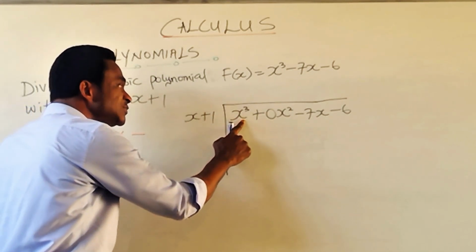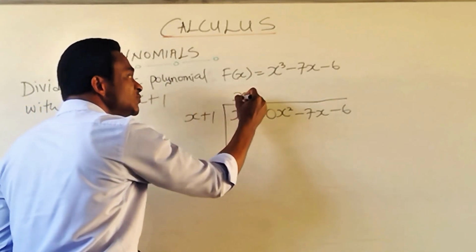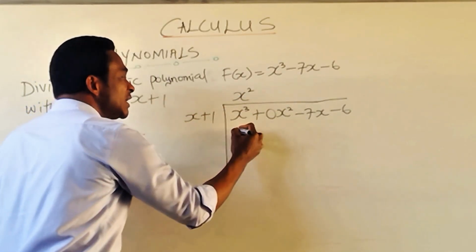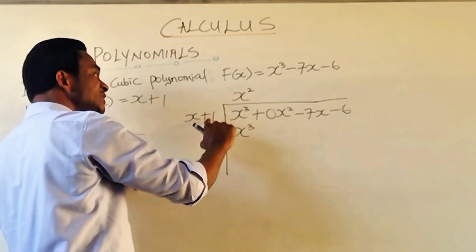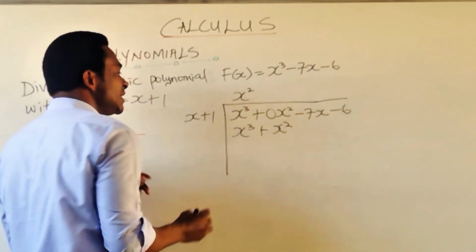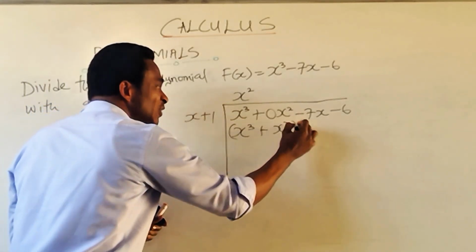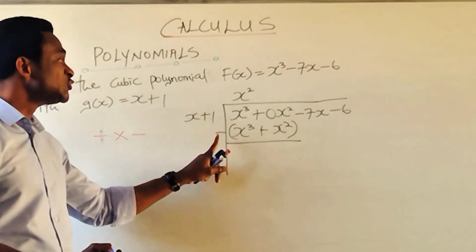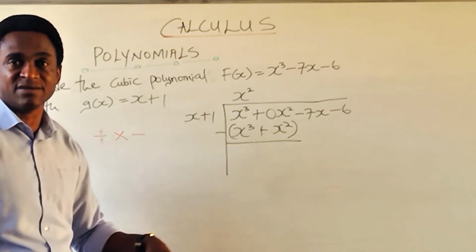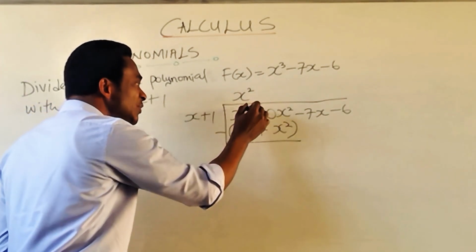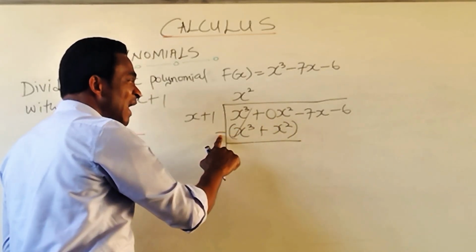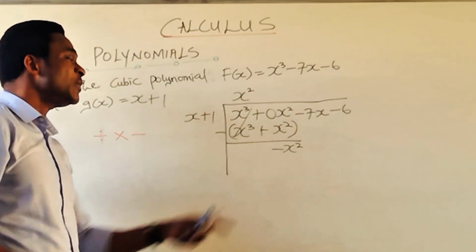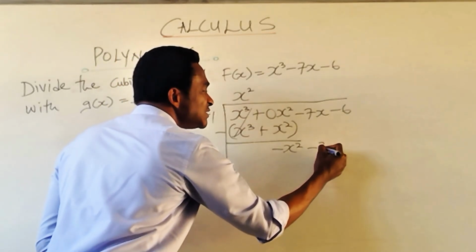So we'll have x cubed divided by x will give us x squared. Second process, we multiply. X squared times x gives us x cubed. X squared times 1 gives us x squared. Now, the next stage, we subtract. Please, the bracket here shows that we are subtracting everything, not only the first. So the minus belongs to both of them. Now, x cubed minus x cubed is gone. 0 minus positive is minus. 0 minus x squared is minus x squared. We bring down the next, which is negative 7x.